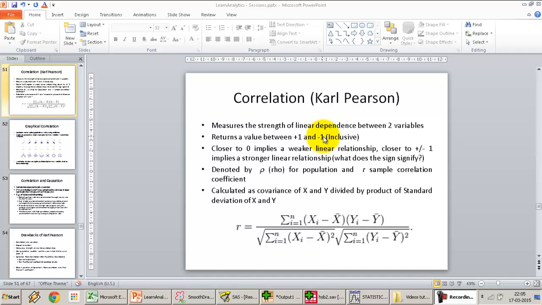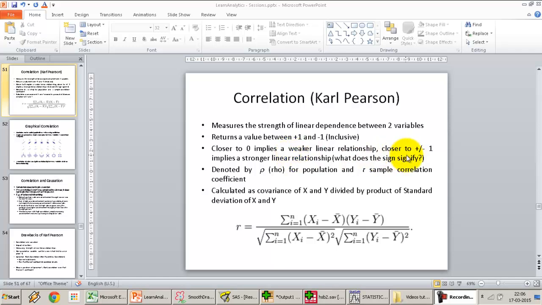So we don't say a negative correlation is lesser than 0. The strength of the correlation is measured as the modulus of the number, that is by ignoring the sign. The sign only tells us the direction of the relationship. For example, if we get a correlation value close to 0, it implies a weak linear relationship between the two variables. If we get a value closer to +1 or -1, it implies a strong linear relationship.